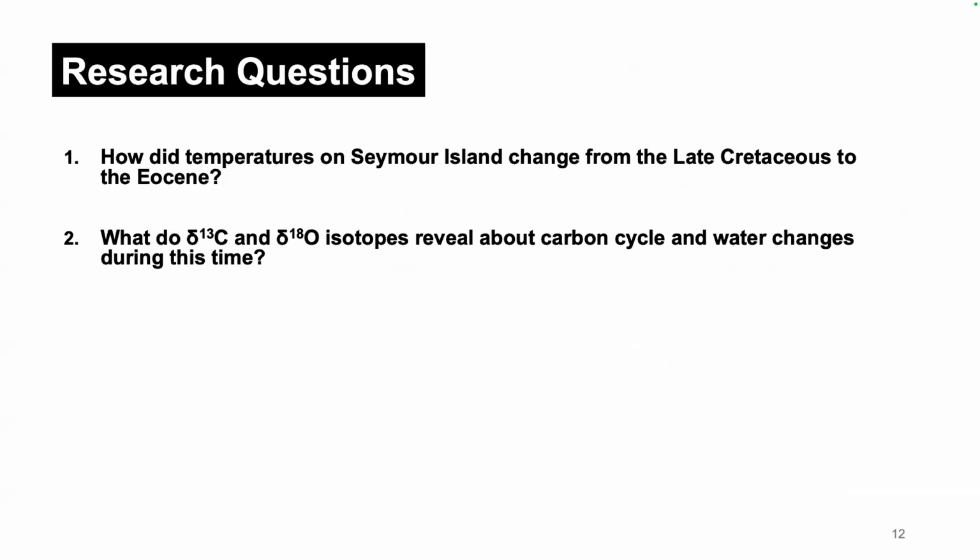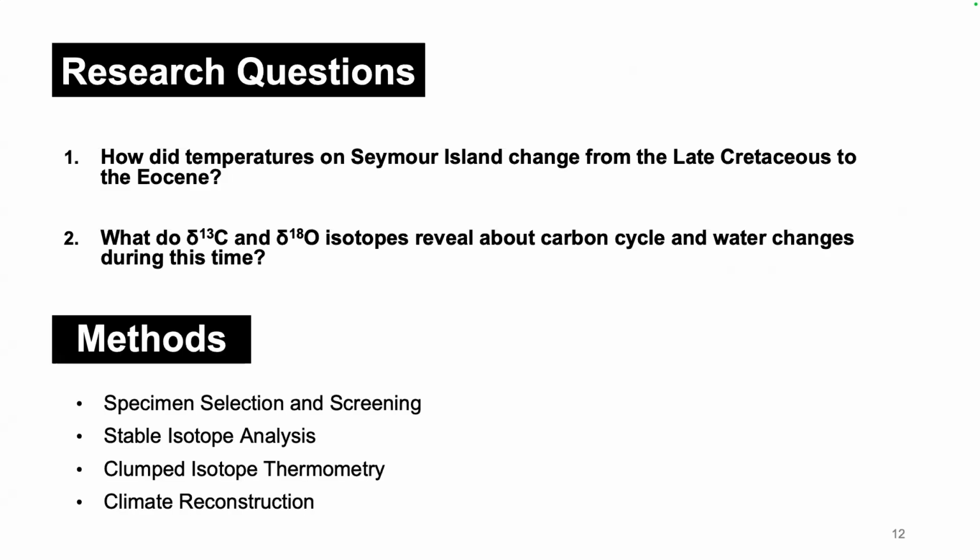This research aimed to reconstruct temperature variations, carbon cycle shifts, and hydrological changes during key climatic transitions, such as the Cretaceous-Paleogene boundary. To achieve this, we used a multi-method approach. First, we selected and screened fossil specimens to ensure well-preserved samples for analysis. Then we conducted stable isotope analysis, focusing on isotopic ratios. Isotope thermometry was applied to reconstruct past temperatures. Finally, by integrating these datasets, we developed a comprehensive climate reconstruction that enhances our understanding of high-latitude climate dynamics in a greenhouse world.